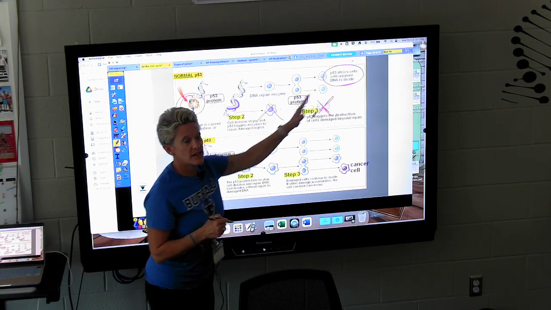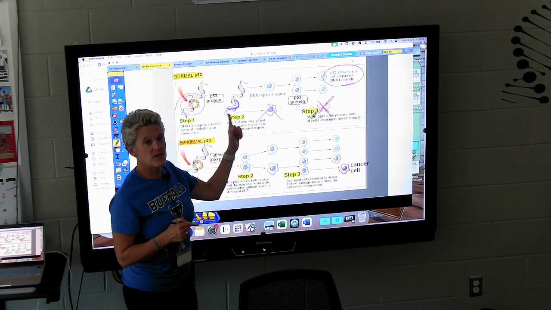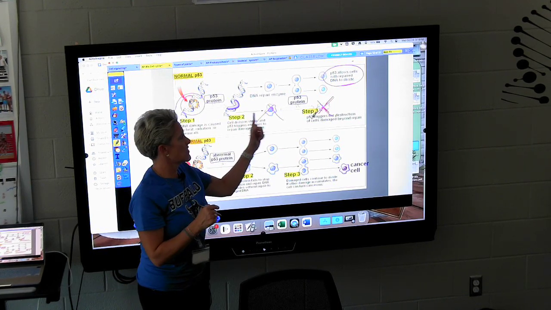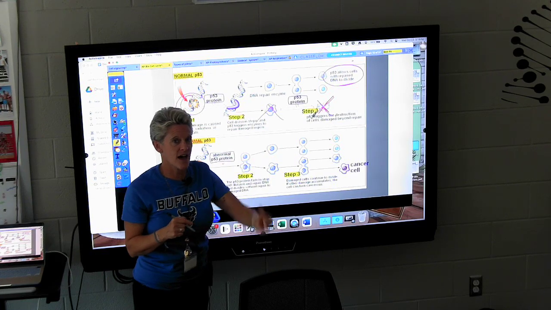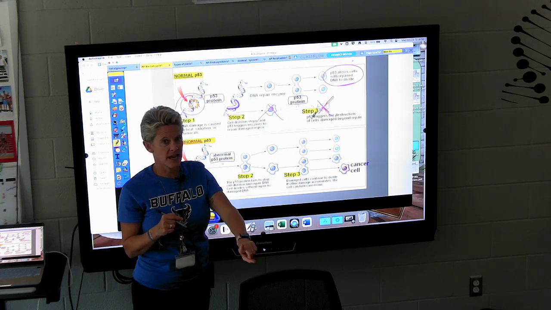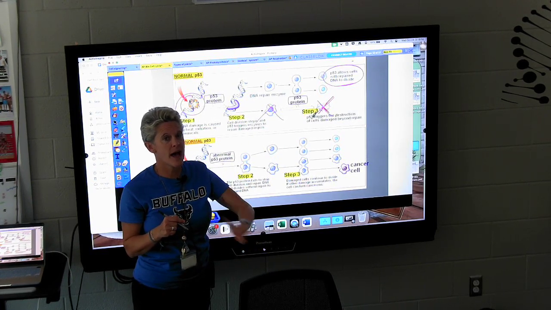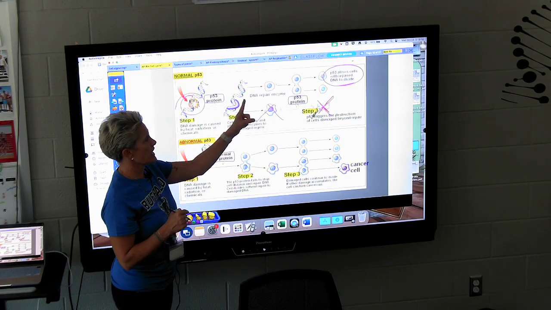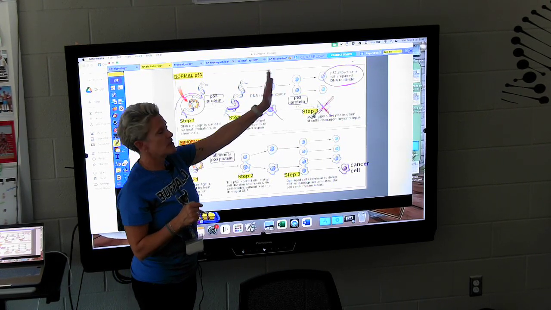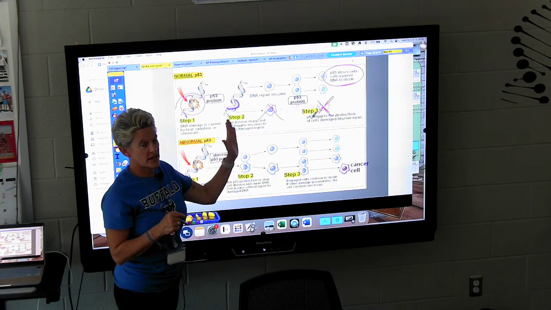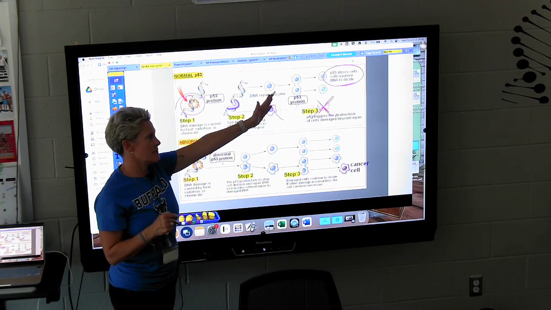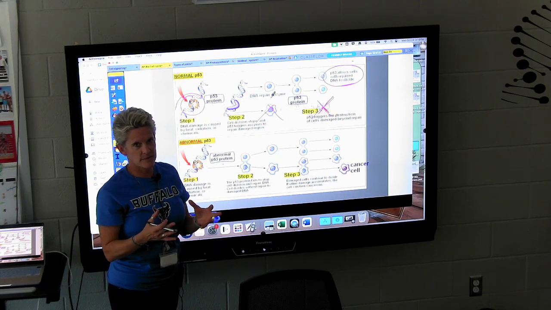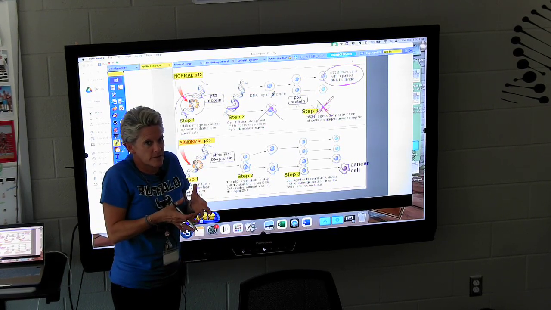If P53 says there's no damage, you're good to divide. But if there is damage, P53 should recognize that. It's a tumor suppressor gene, and it should cause apoptosis to stop that cell from dividing. That's what should be happening with P53. It's a regulatory protein that recognizes no damage, we're good to go, divide. If there's damage, shut it down. We don't want that cell dividing. That's the way it should work.